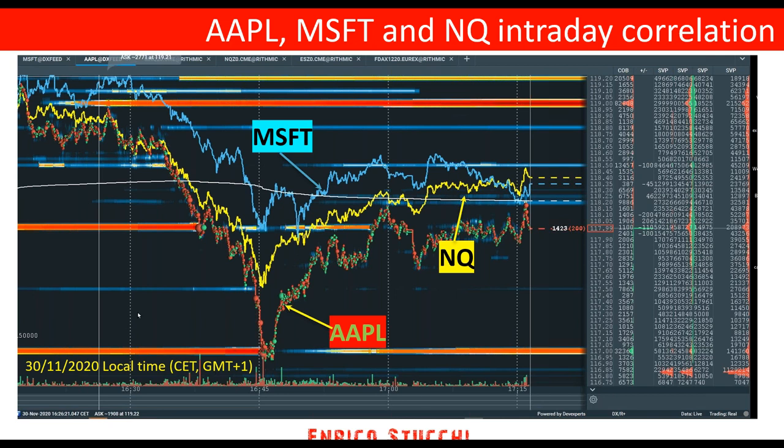So for instance, here in Italy, the cash session starts at 15:30, while in Chicago it is 8:30 and in New York City 9:30 a.m.